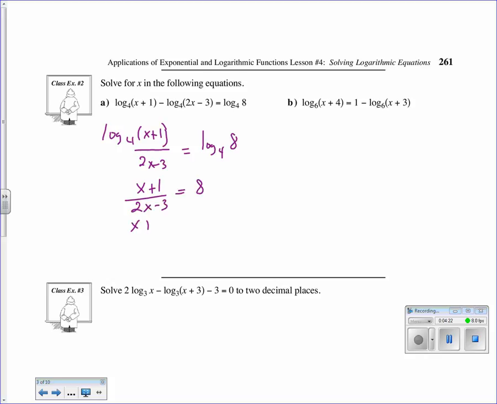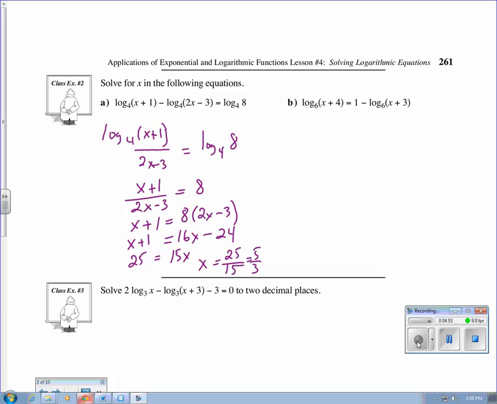X plus 1 is equal to 8 times 2x minus 3. Do a little bit of manipulation. 16x minus 24 is equal to x plus 1. Subtract the 1x over, that's 15x. Add 24 is equal to 25. X is equal to 25 over 15. And we'll solve on the other side as well.